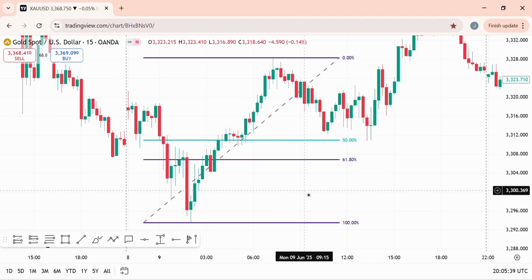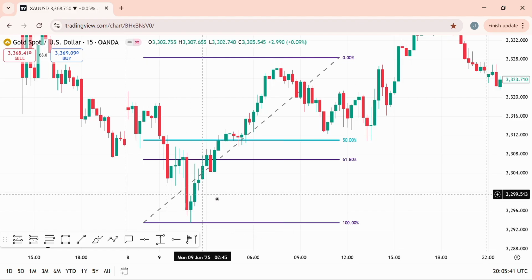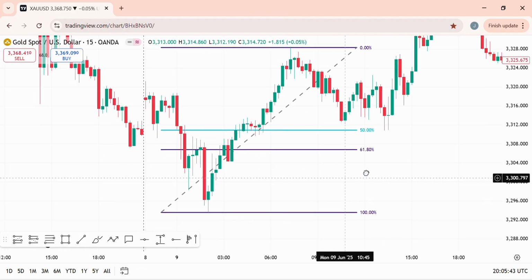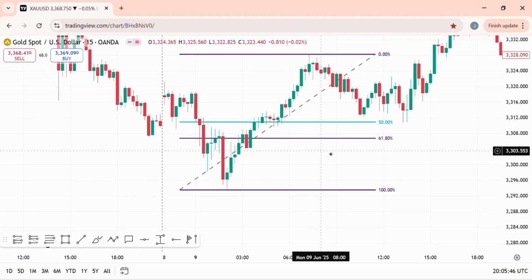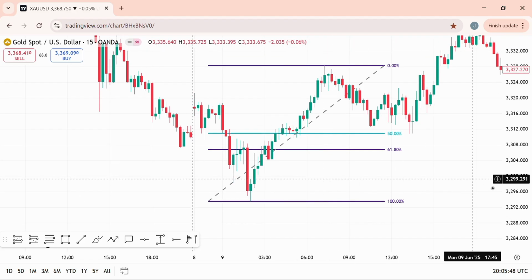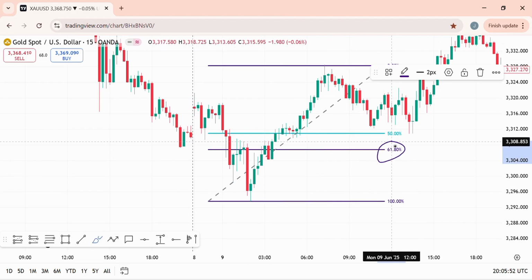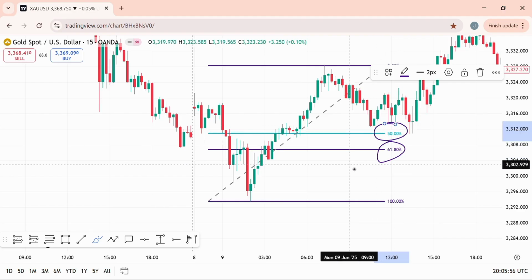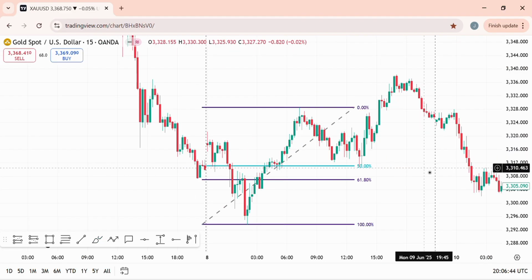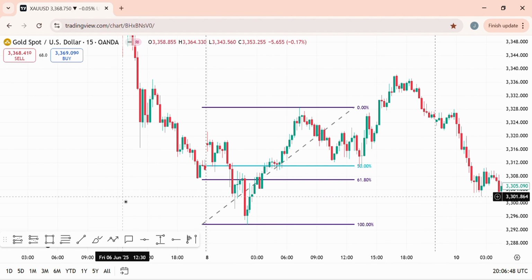And by doing this, you will be able to get quality trades that will not mess up your capital. And mistake number 4 is using all Fibonacci levels. In my previous video, I showed you how to customize your Fibonacci in order to remain with only the most important levels, that is 61.8% and 50.00%.